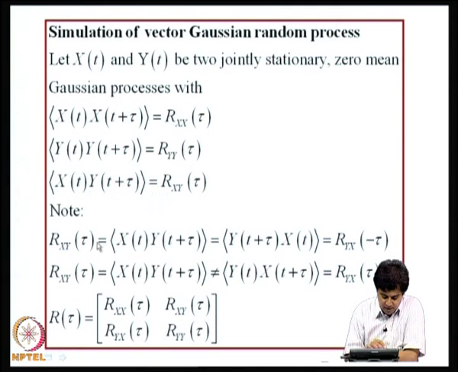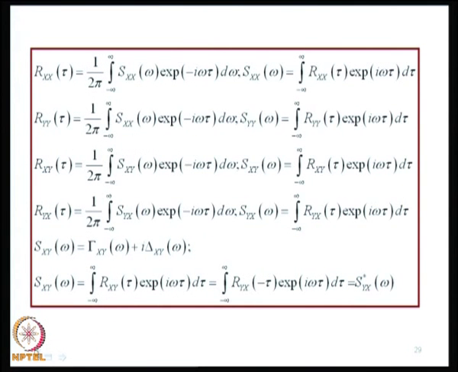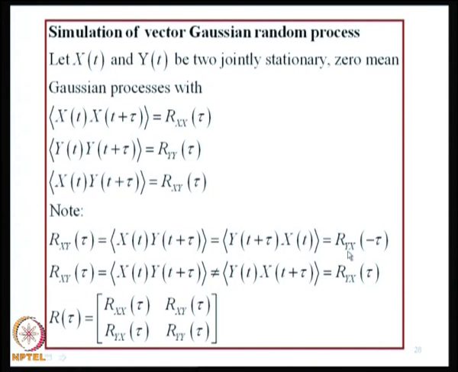Now, let us look at Rxy of tau. This is x of t into y of t plus tau. So, this is equal to y of t plus tau into x of t, and this is nothing but our Ryx of minus tau. So, Rxy of tau is Ryx of minus tau. So, it is not a symmetric function, but there exists a certain skew symmetry of this kind.